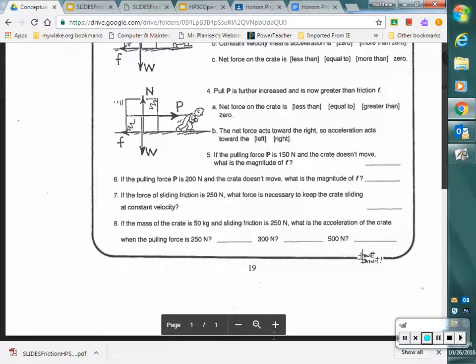This one here for number 5 kind of jumps back and relates a little bit more to question number 3. It doesn't relate to this picture. So, if the pulling force P is 150 newtons and the crate doesn't move, what is the magnitude of F? Has to be 150, right? Because if the crate doesn't move, what does the net force have to be? 0. Here's a tough one. If the pulling force P is 200 newtons and the crate doesn't move, what is the magnitude of F? 200.